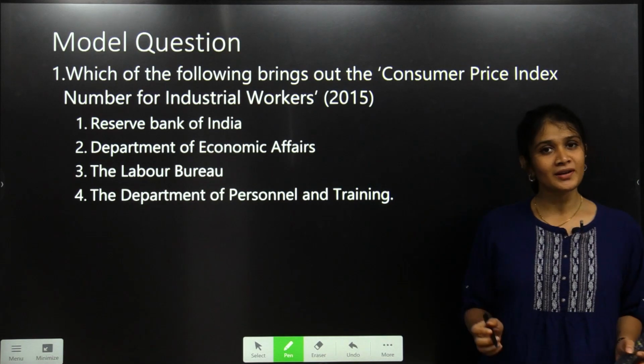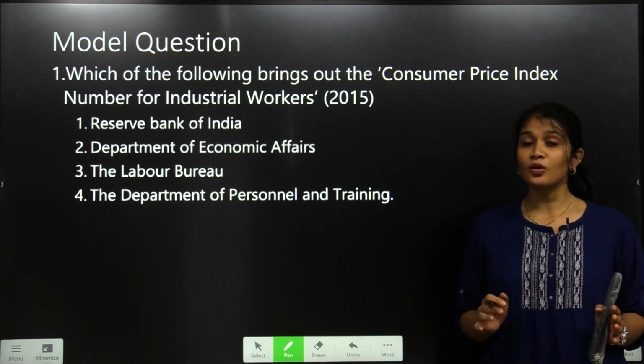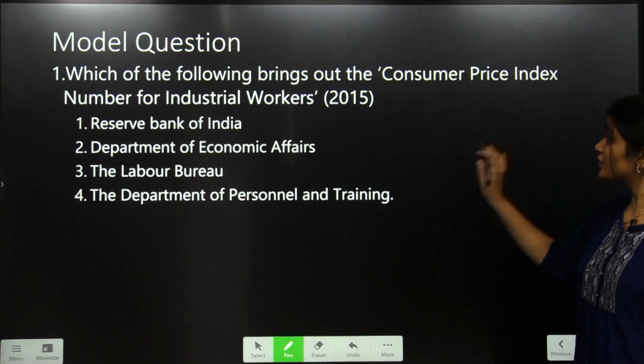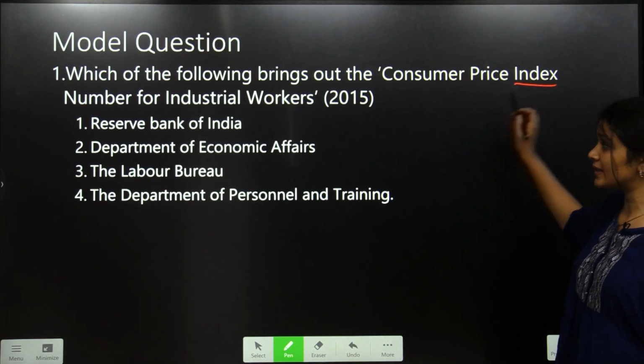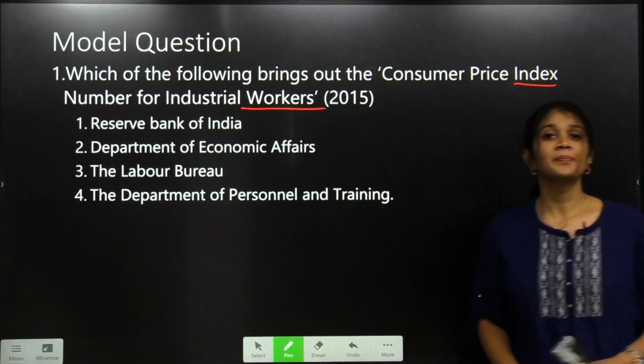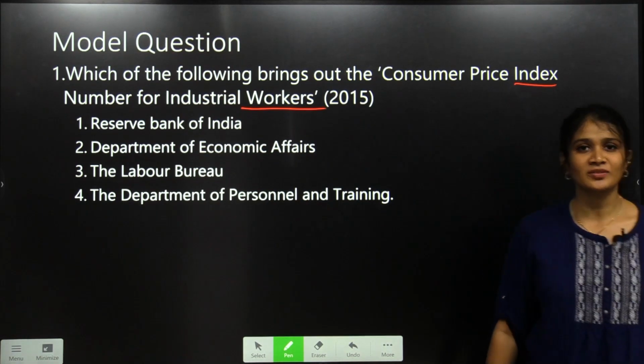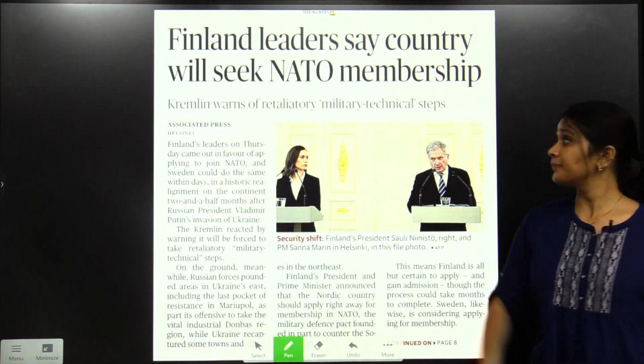Now that we have understood the concepts, let us give a go to this mock question. Which of the following brings out the Consumer Price Index for industrial workers? Comment your answer in the comment section. Let us look at the second article of the day.